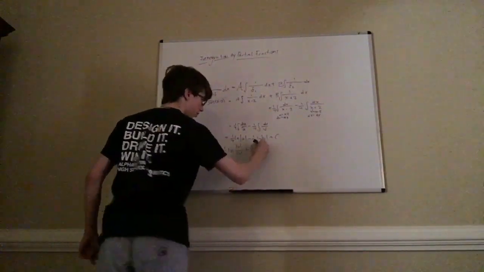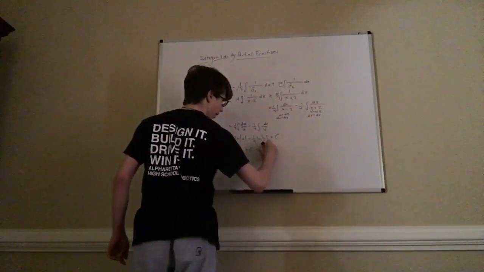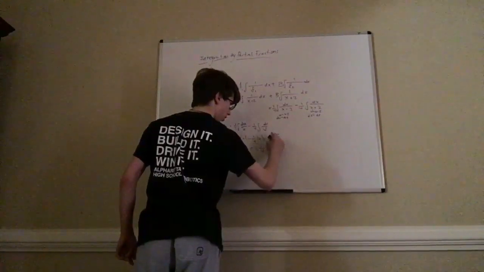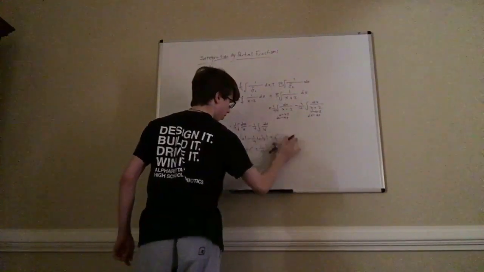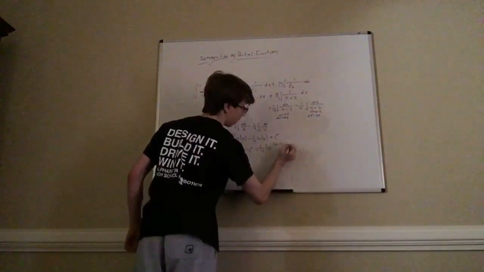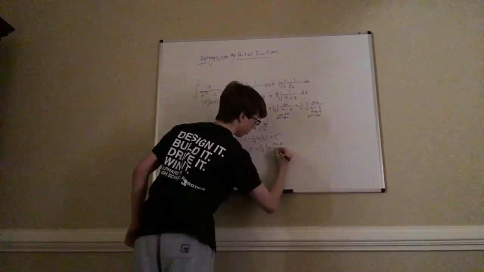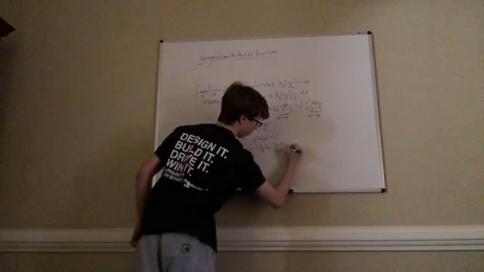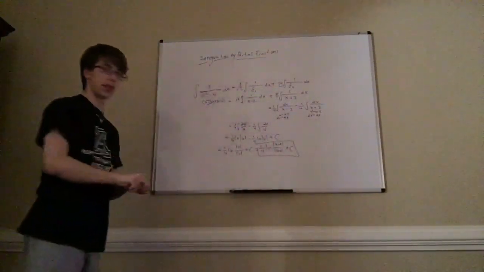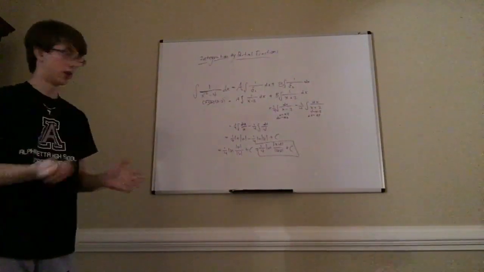So this is equal to 1/4 ln of the absolute value of u over the absolute value of v plus c. So this is equal to 1/4 natural log, and u is x minus 2, v is x plus 2, plus c. And that's how we find our answer. Just like that.